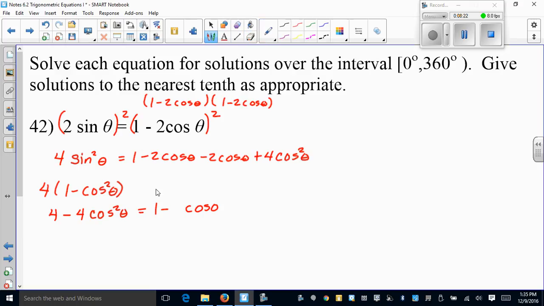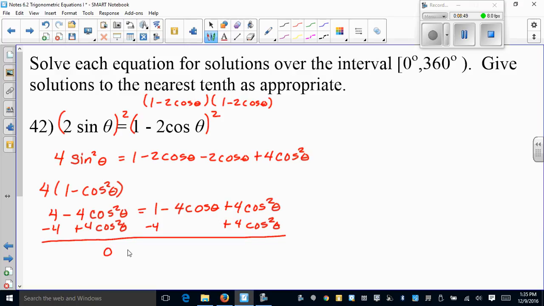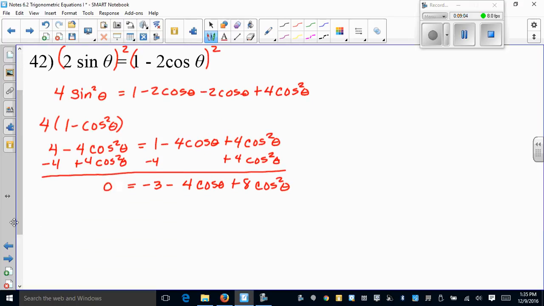That will give me 4. 2 and 2 are 4. Cosine of theta plus 4 cosine squared of theta. Add 4 cosine squared of theta plus 4 cosine squared of theta. And I'm also going to subtract the 4 here. This becomes 0, and on this side we get negative 3 minus 4 cosine of theta plus 8 cosine squared of theta. From this point on, even all of this was algebra.